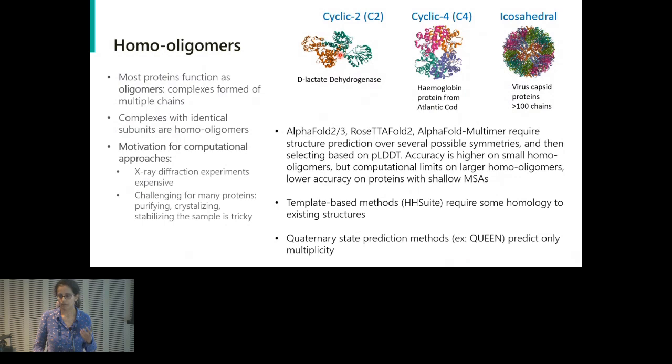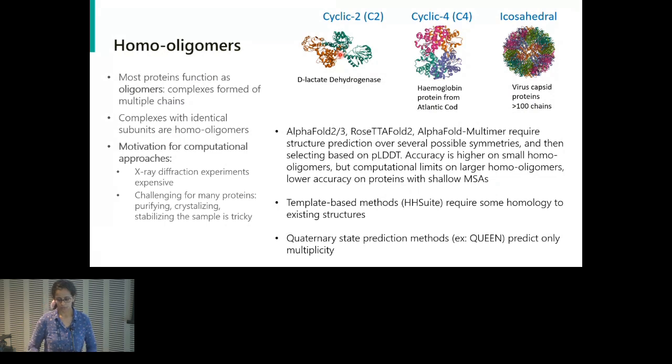Accuracy is typically only good on small homo-oligomers, so proteins that are shorter in length and that have fewer chains. As soon as you go to longer proteins and proteins with more chains, you hit computational limits, and the accuracy also tends to be lower on proteins that have shallow MSAs.